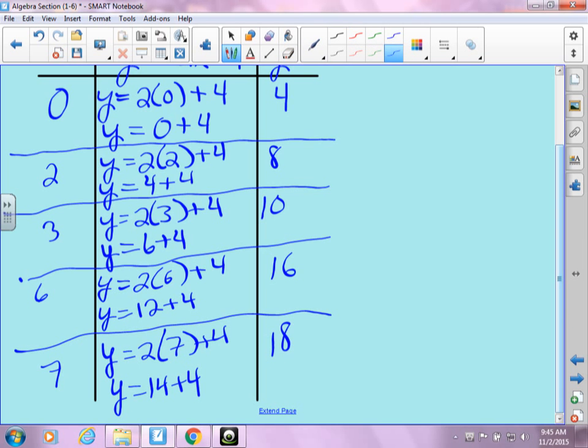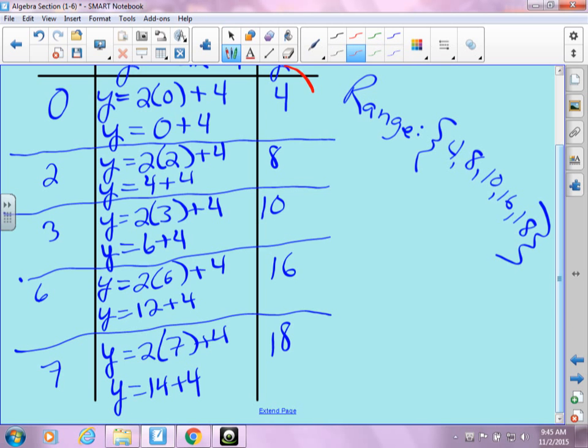Tough? No. Have you done this before? Yeah. Okay. Am I done with the problem? No. Why? You have to do the range. I have to do the range. So I'm going to write range. It's going to be 4, 8, 10, 16, 18, and I got it from my y values.